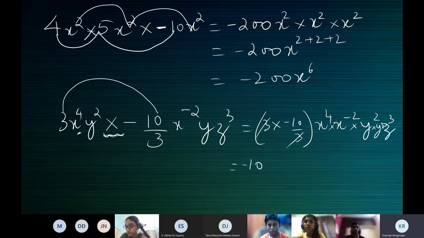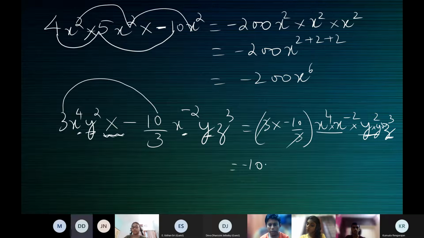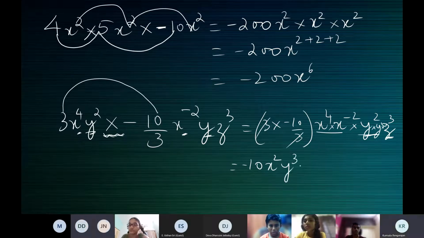See here, x to the power 4 into x to the power minus 2, y square into y, and z to the power 3. So what's the result? What is x to the power 4 into x to the power minus 2? X square. Then y square into y: y cube. And z cube.